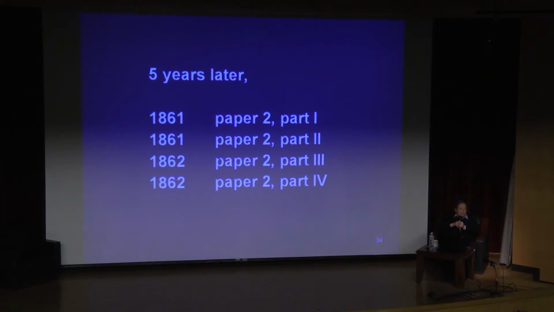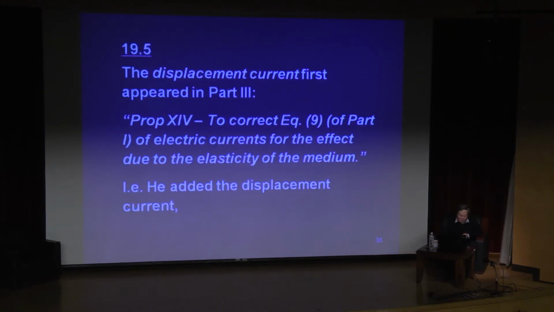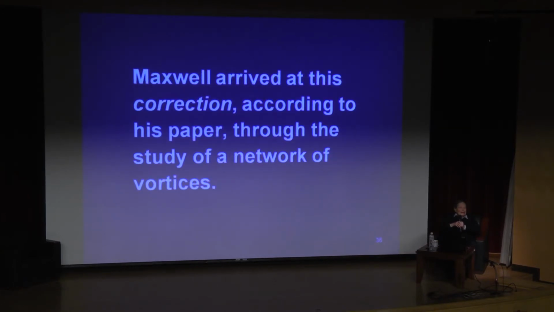Five years after paper 1, he started to publish paper 2 in four parts, part 1, 2, 3, 4, from the year 1861 to the year 1862. The displacement current first appeared in part 3 of this paper 2. It appears in proposition 14, which reads, "To correct equation 9 of part 1 of electric currents to the effect due to the elasticity of the medium." That is to say, he added the displacement current to what had earlier been taken as Ampere's law.